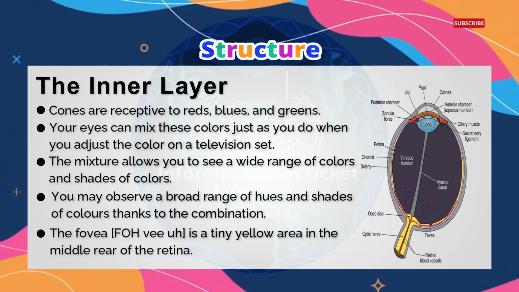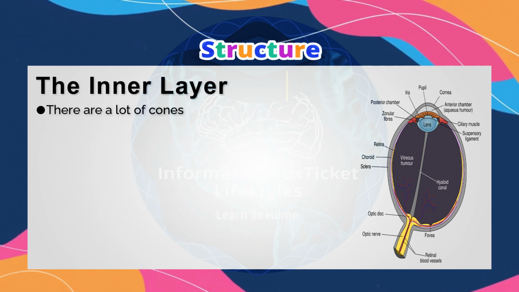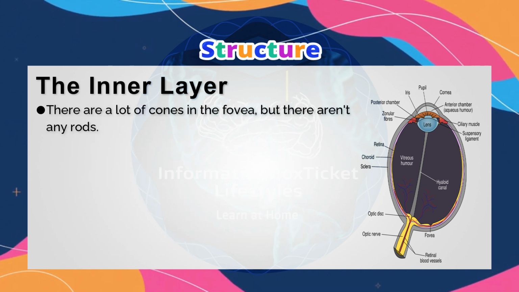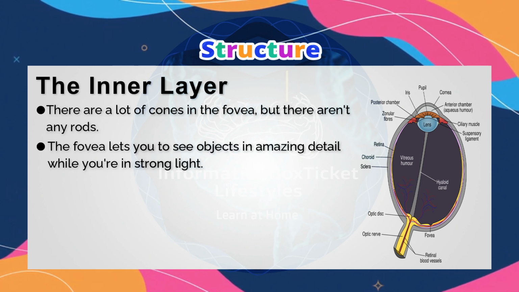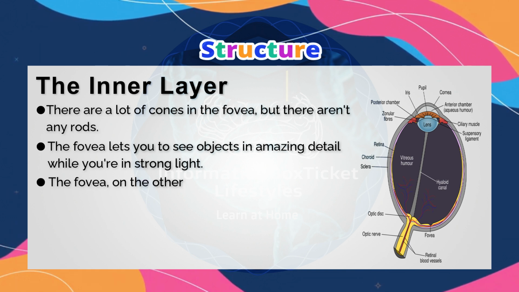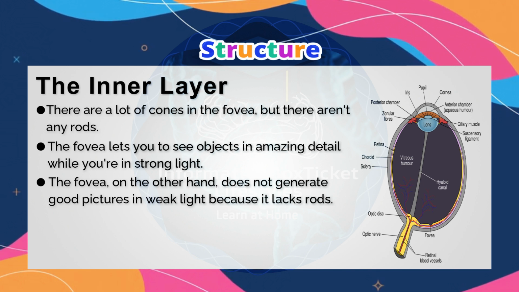The fovea is a tiny yellow area in the middle rear of the retina. There are a lot of cones in the fovea, but there aren't any rods. The fovea lets you see objects in amazing detail while you are in strong light. The fovea, on the other hand, does not generate good pictures in weak light because it lacks rods.